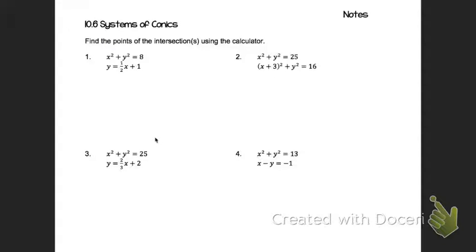Okay, 10.6, systems of conics. So we are taking systems of equations that we did first semester and we are multiplying it by exponentially. We're going to start looking at a lot more functions to find systems of. And what I mean by systems is where they intersect.